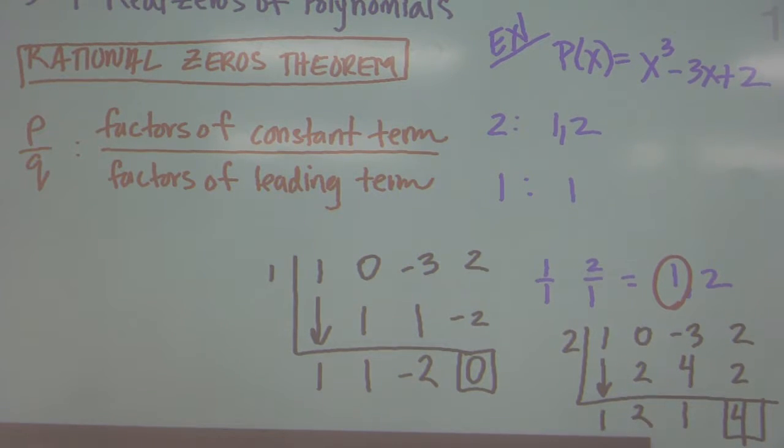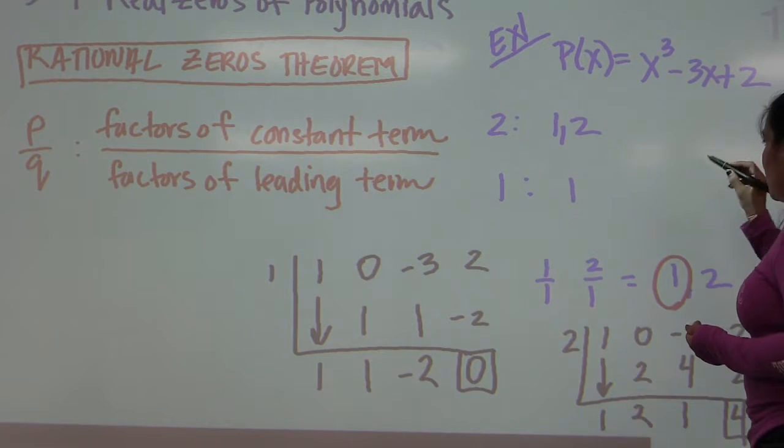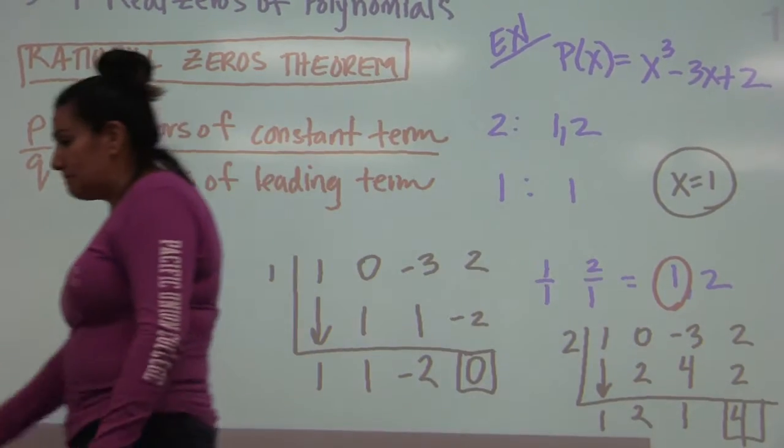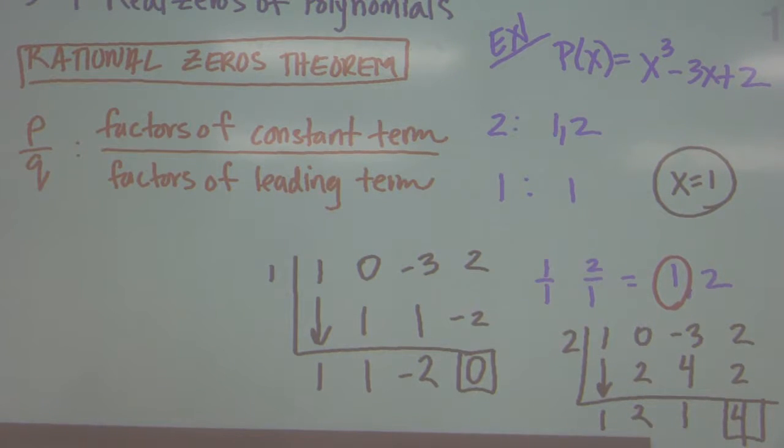So, at this point we know that x equals 1 is a zero. So to answer the question, find the rational zeros, I am done. I found the rational zero and it was the 1.